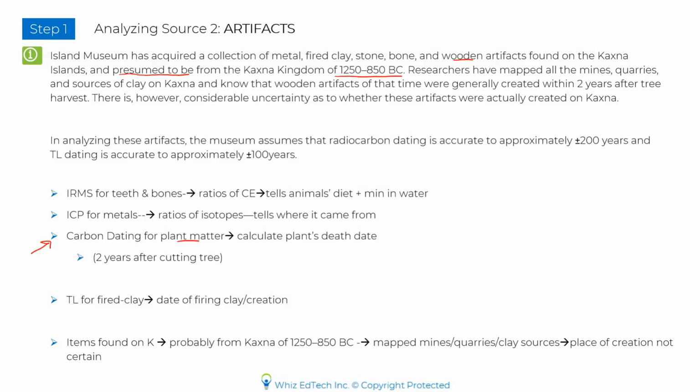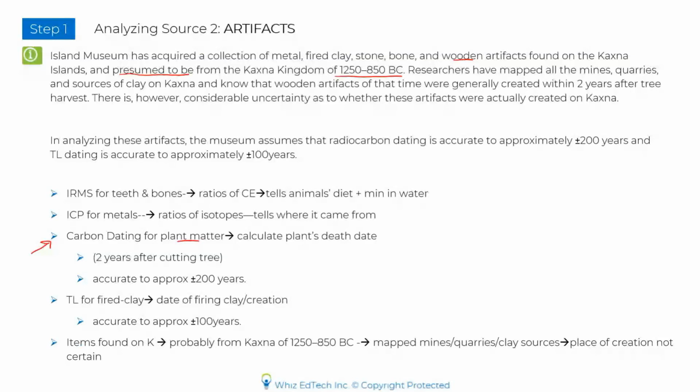There is, however, considerable uncertainty as to whether these artifacts were actually created on Kaksna. So that is not known. Whether they were created on that particular island or not, this is not known. In analyzing these artifacts, the museum assumes that radiocarbon dating is accurate to approximately plus minus 200 years. I've just added that over there. I'm not going to memorize anything. And TL dating, which is done for fired clays, is accurate to approximately plus minus 100 years.